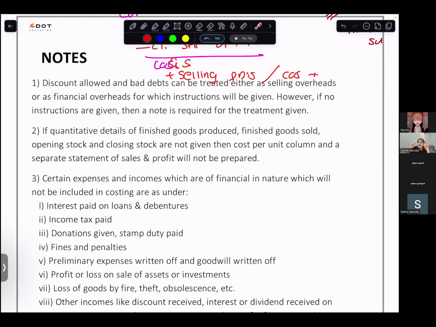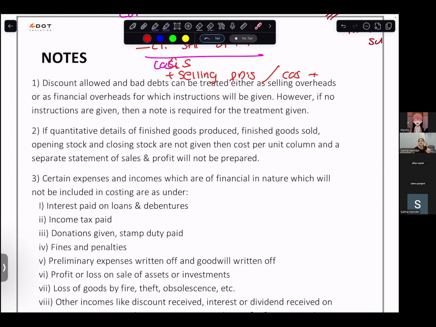So they will give you specific instructions that these are financial overheads or this is selling and distribution overheads. If it is financial overheads, it will never be a part of your cost sheet. Are you okay with me? So if they give you specific instructions that this is financial overheads, you ensure that it is not a part of your cost sheet. Financial items are excluded from the cost sheet.